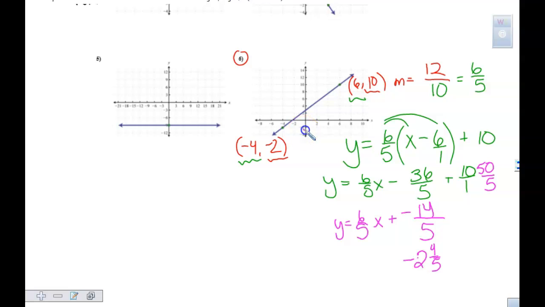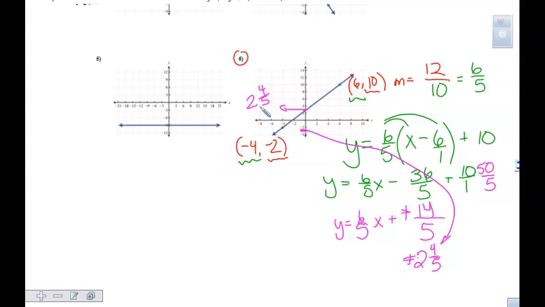Wouldn't a negative 2 and 4 fifths be right here? So wasn't my mistake, isn't this positive? Oh, and so now it's positive. And does this look like this could actually be 2 and 4 fifths? It very much looks like that. That's like on that last quiz that you took.